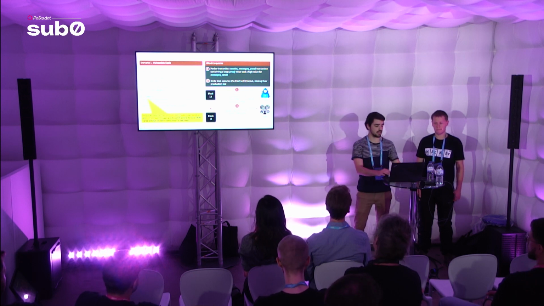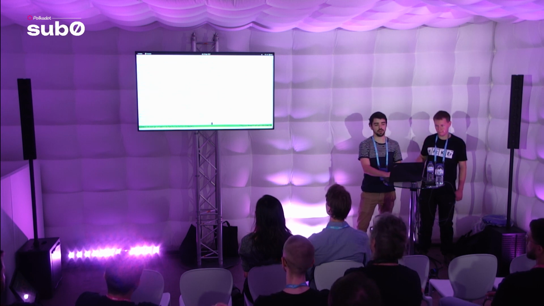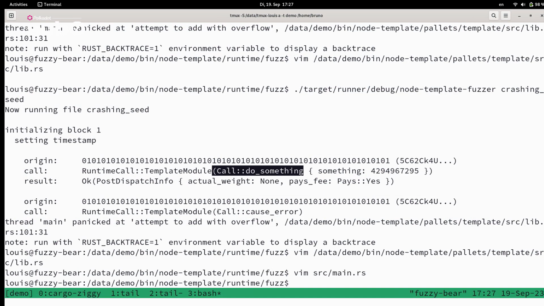I can show you again the code. If you see the call itself, it is the call do_something. We have patched in a call called cause_error. So we've created an extrinsic called cause_error, where we just make something that overflows. You can see that it also answers your question, right? The fuzzer was really good at this. It was able to create first the call do_something, and then the call cause_error.